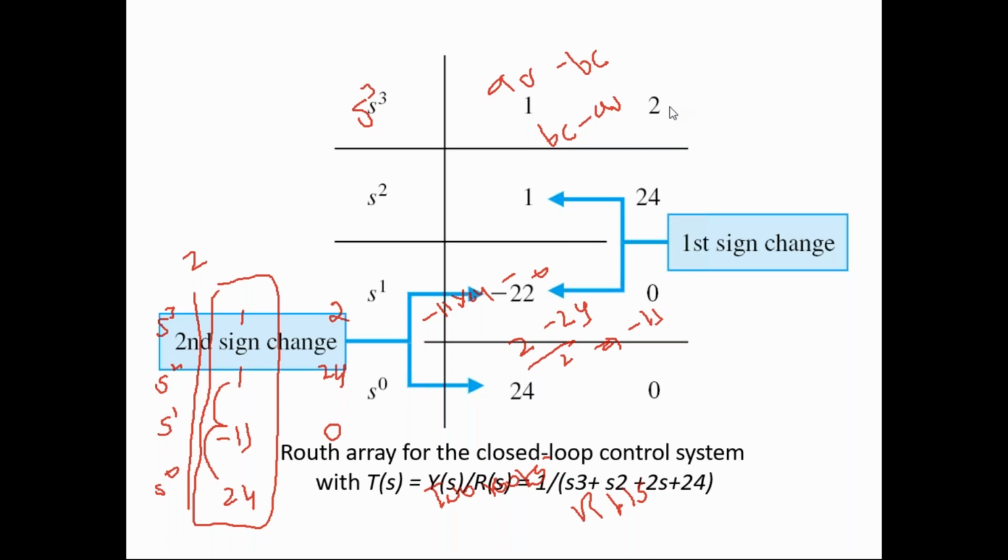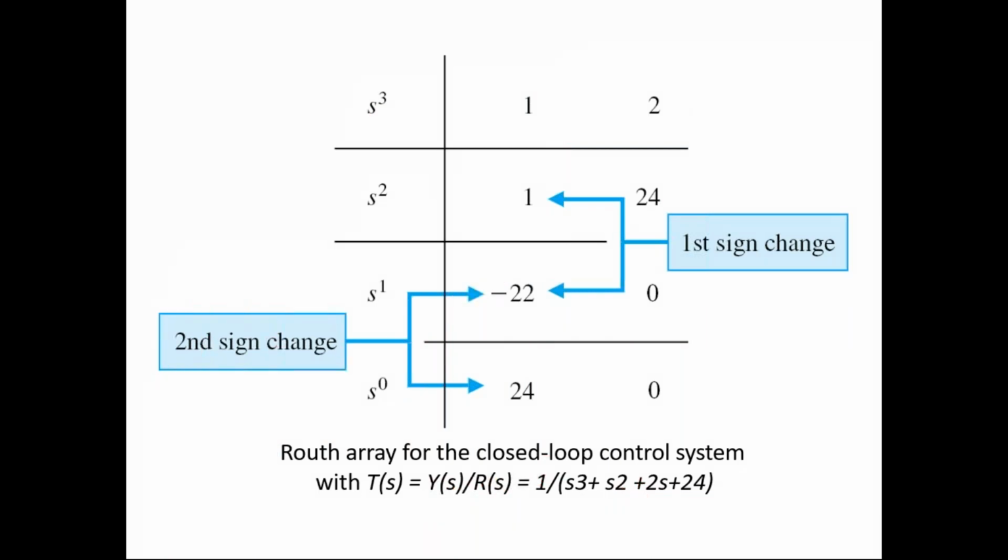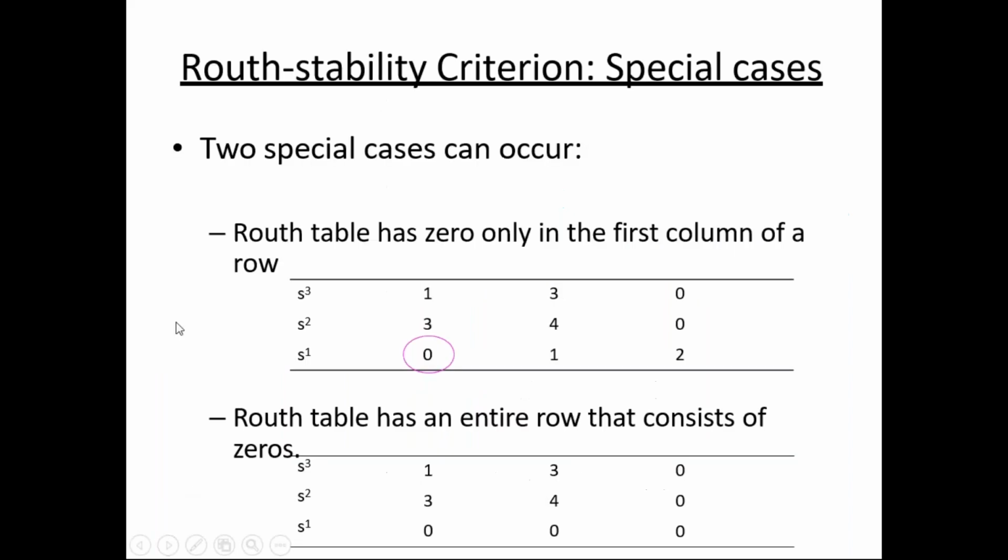So this is the normal Routh array. Okay, normal condition. So there are 2 special cases. Let me see what the 2 special cases are. The first case: the Routh table has 0 only in the first column of the array. Suppose any one element in the first column is 0.